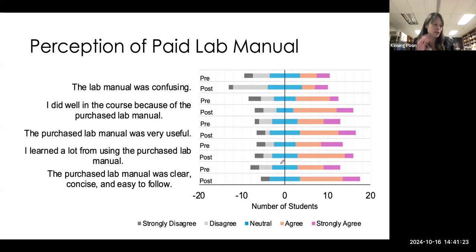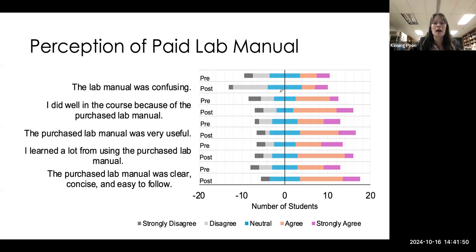Then we asked them about any prior use of any kind of paid lab manual. So it could be biology, it could be physics, it could be chemistry, and their perception of those lab manuals that they had purchased with their own money. At about a 50-50 split, both pre and post, students said that the lab manual was confusing to them, which is not surprising because this was one of the common complaints that we would get from students using the paid biology lab manual.